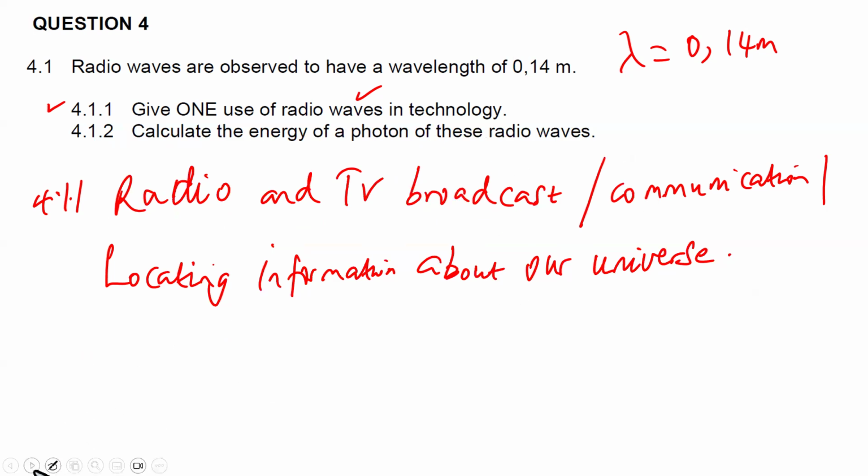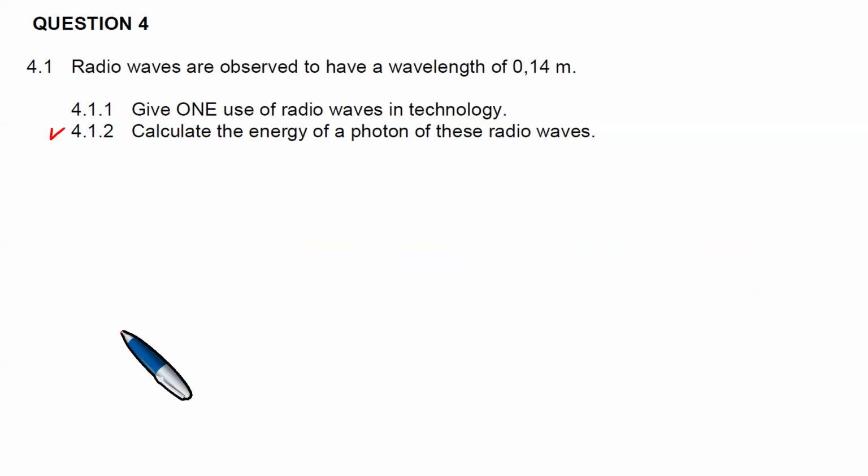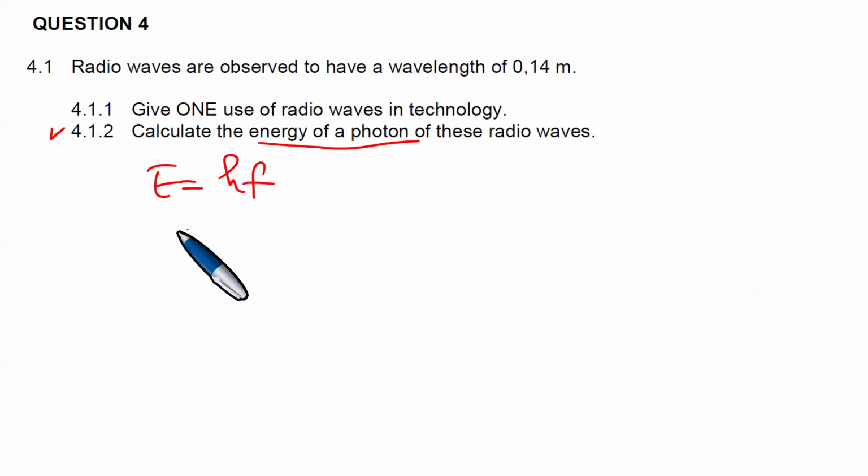What is the formula for calculating the energy of a photon, Paul? Okay, that's fine. So the energy of a photon is hf. E equals hf. So we know therefore that h is 6,63 times 10 to the minus 34.